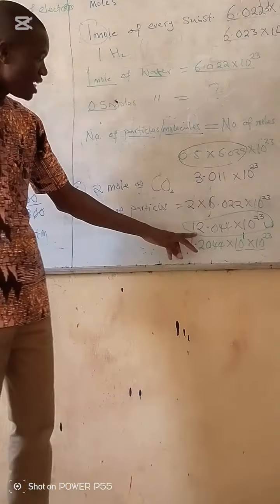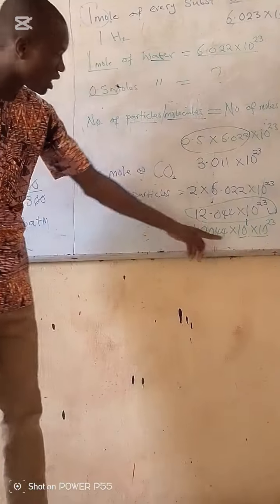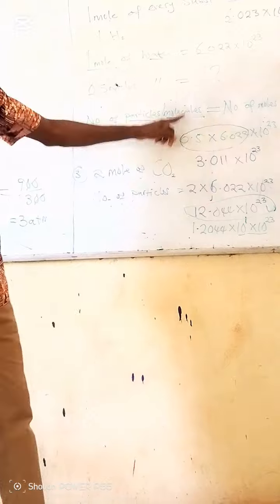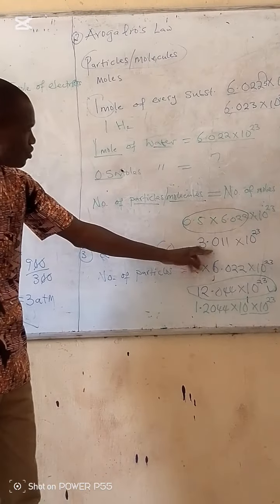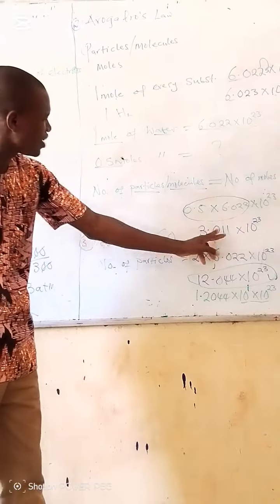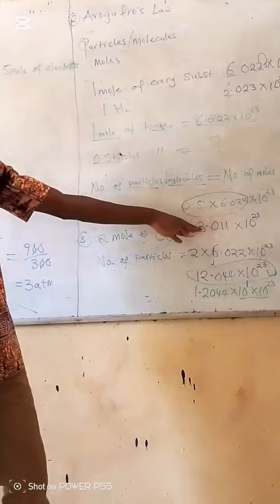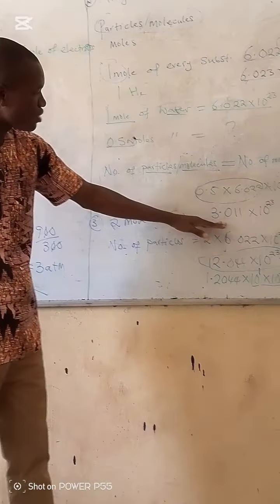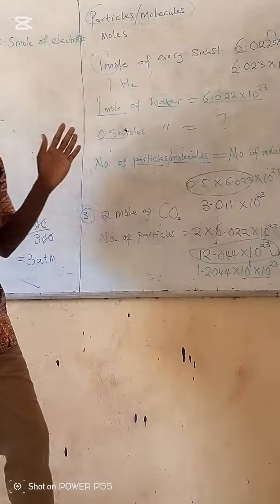Now, except the number reaches 10 here, you cannot go here. Look at the first one. The first one is 3. This is not up to 10, so we cannot express this in standard form. So that's why we leave it as the final answer.